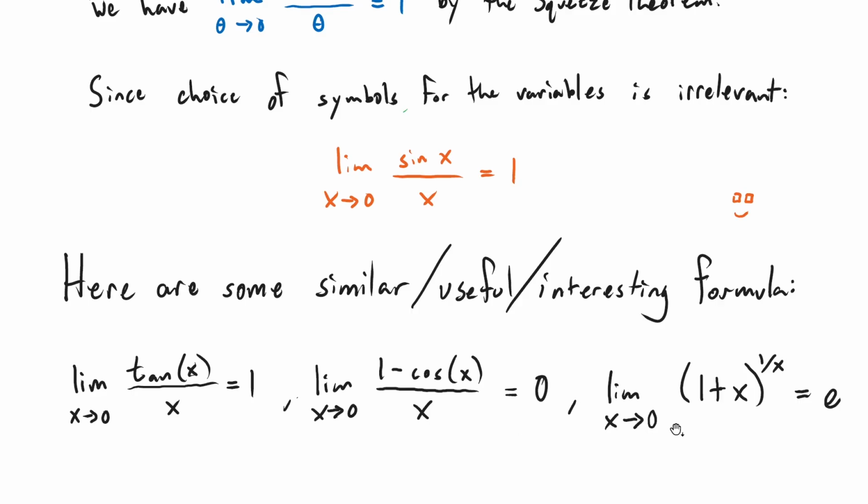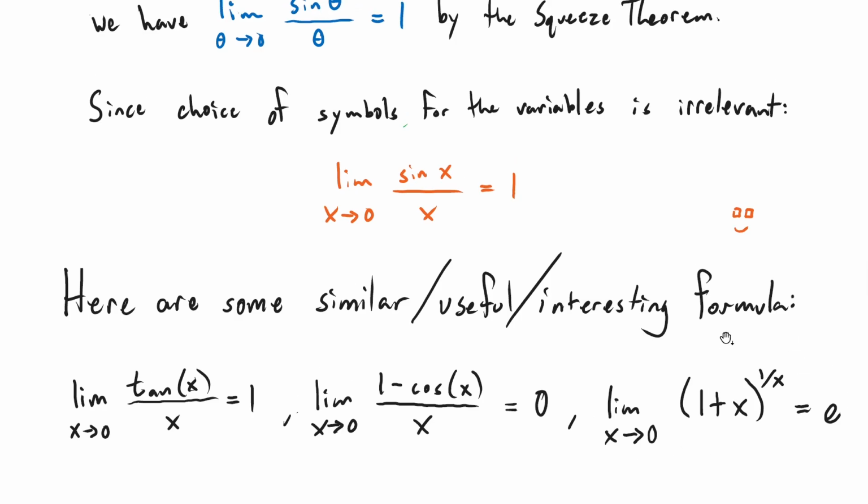And the limit as x approaches 0 of (1 + x) to the power of 1/x is going to be equal to e in the limit. This last one you should be a little bit wary about, since the limit of 1/x as x approaches 0 is undefined. As we approach from the right, we get positive infinity. As we approach from the left, we get negative infinity.